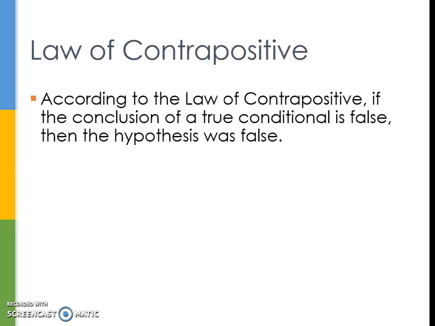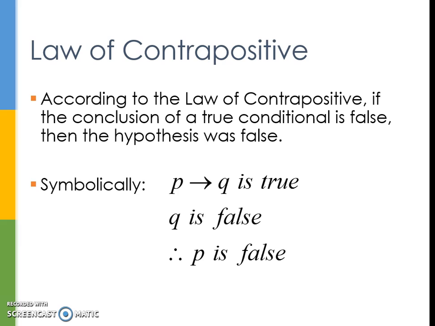Law of contrapositive. According to the law of contrapositive, if the conclusion of a true conditional is false, then the hypothesis is false. Symbolically, if the conditional P then Q is true, and Q is false, then therefore P is false. So if this is false, that's false.